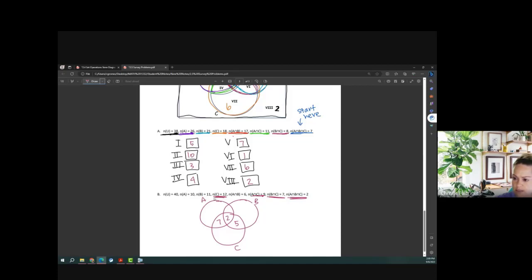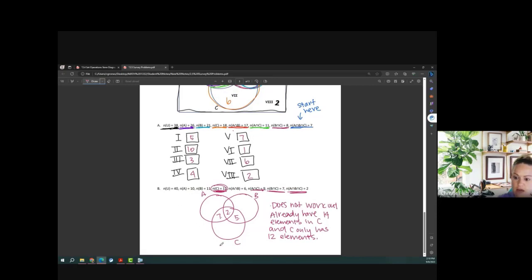And then let's look at set C. Set C says we have 12 pieces. But if you look, we already have 12 plus 2. So we already have 14 elements in set C. So it does not work out. We already have 14 elements in C, and C only has 12 elements. So it's going to be like a multiple choice question, and you select that and you'll have to fill in how many elements we already have and whatnot. So that's how that problem is. And that is all for lesson 4.